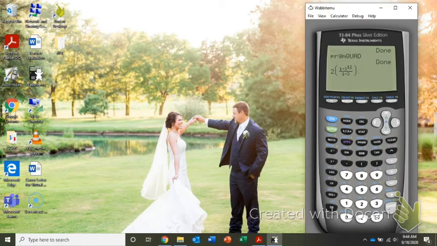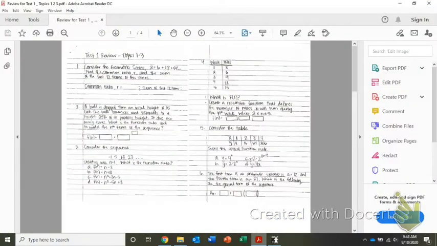Now, what's on your calculator should match what we just wrote. If it does, you hit enter, and you should get 531,440. So that is the sum of the first 12 terms of that geometric sequence. Okay? All right.